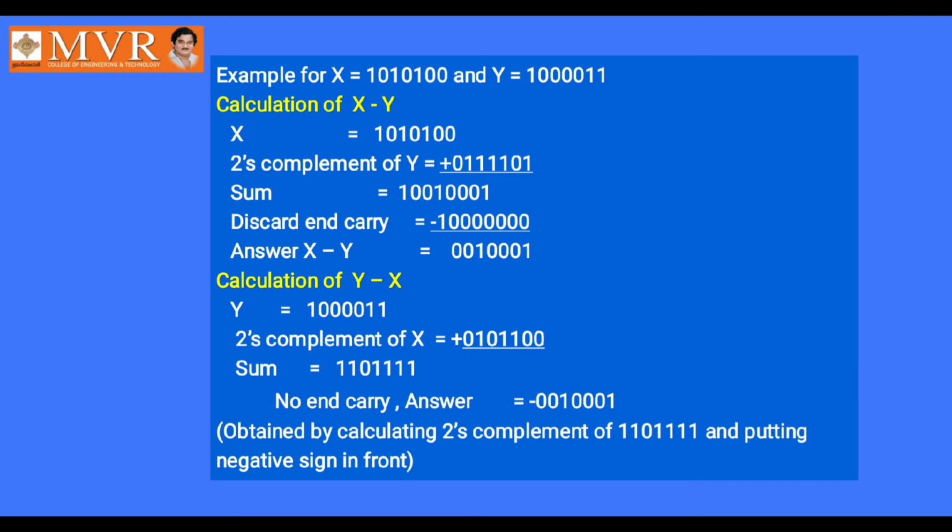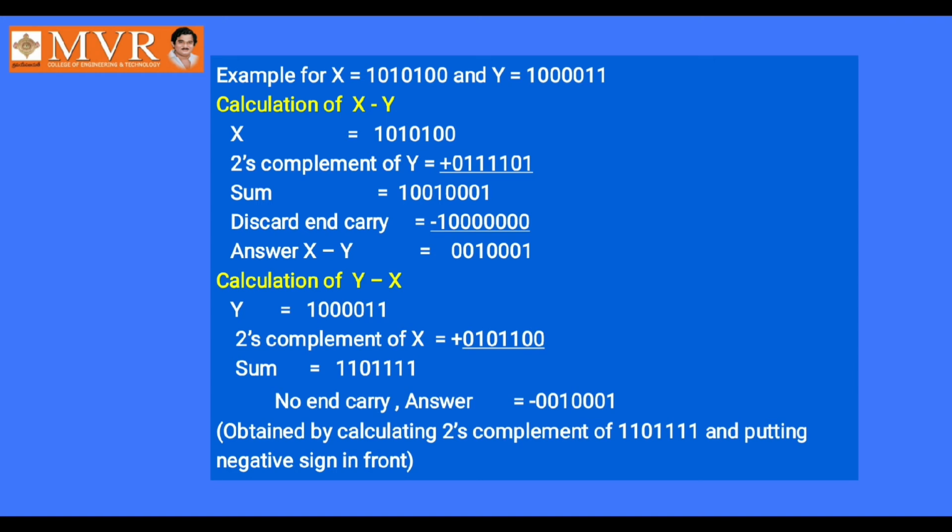So if you want to get the 2's complement, you need to add 1 at the end. That's why here the 2's complement of y is equal to 0, 1, 1, 1, 1, 0, 1. And you need to add these two. So what are you adding? Not x and y. You are adding x plus the 2's complement of y.